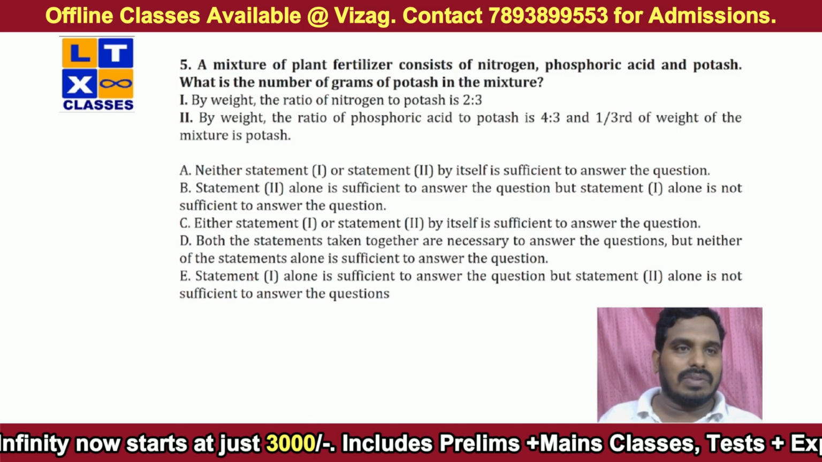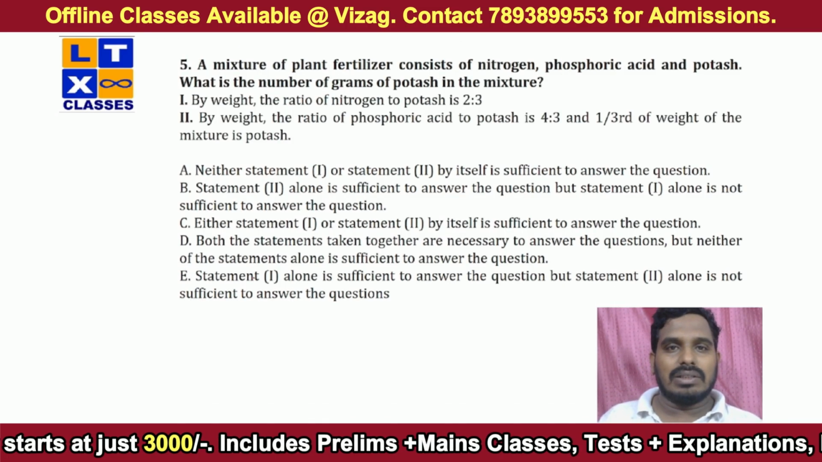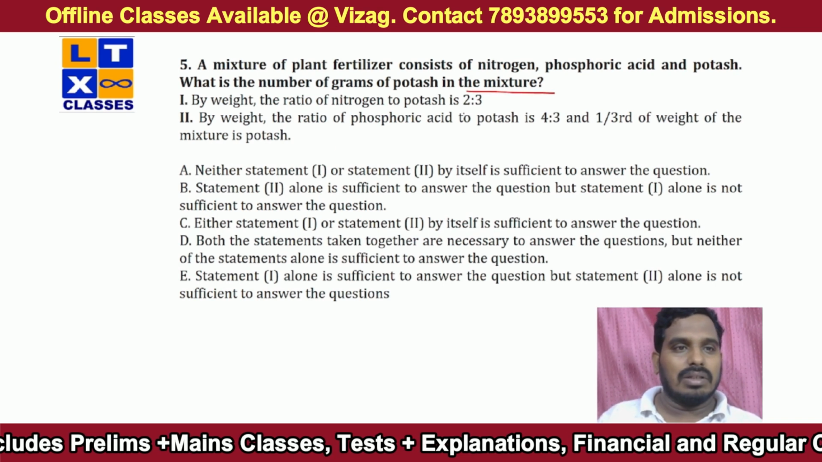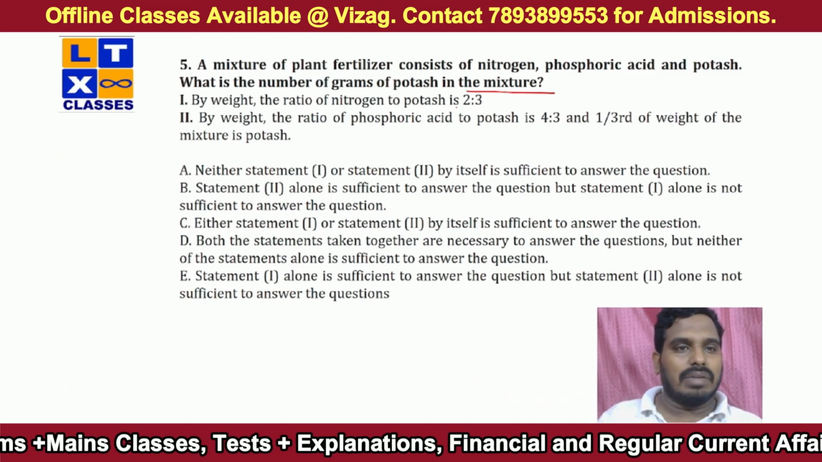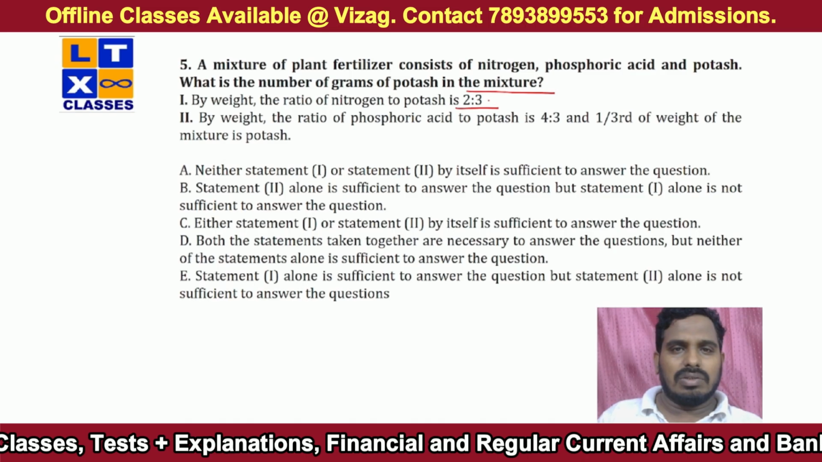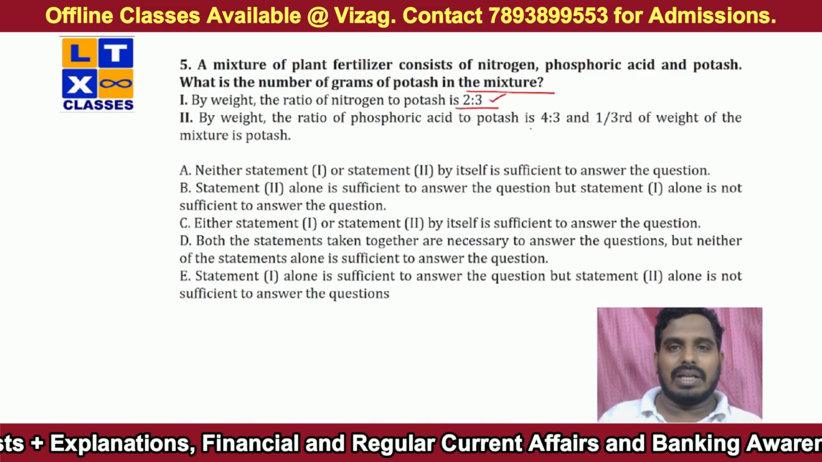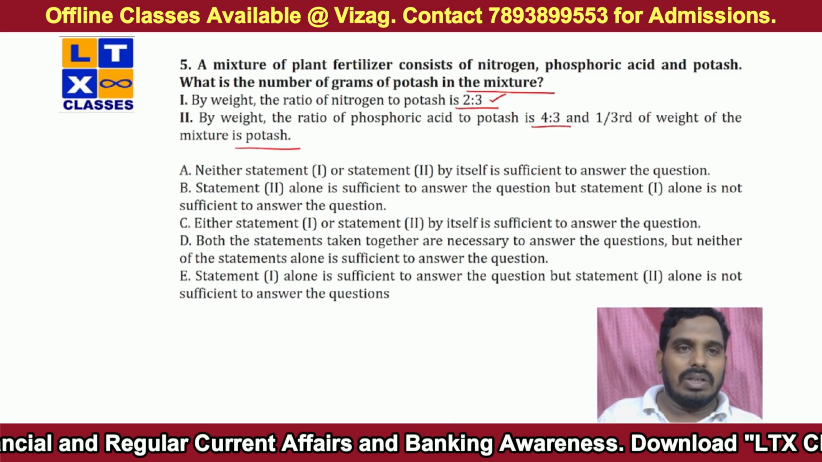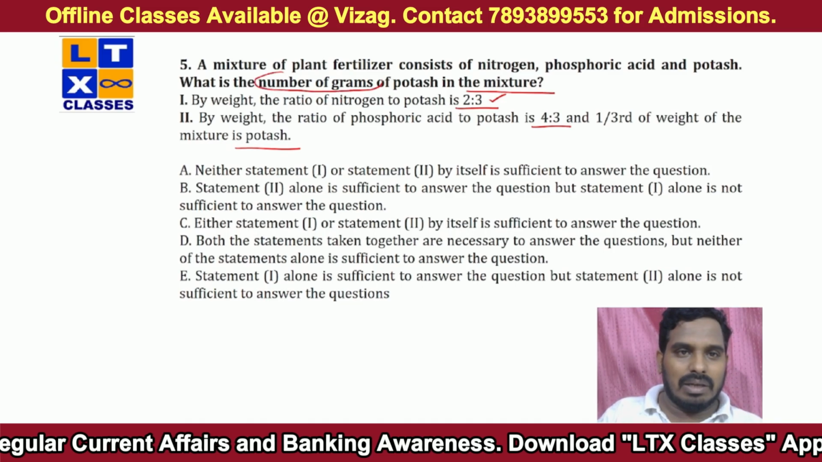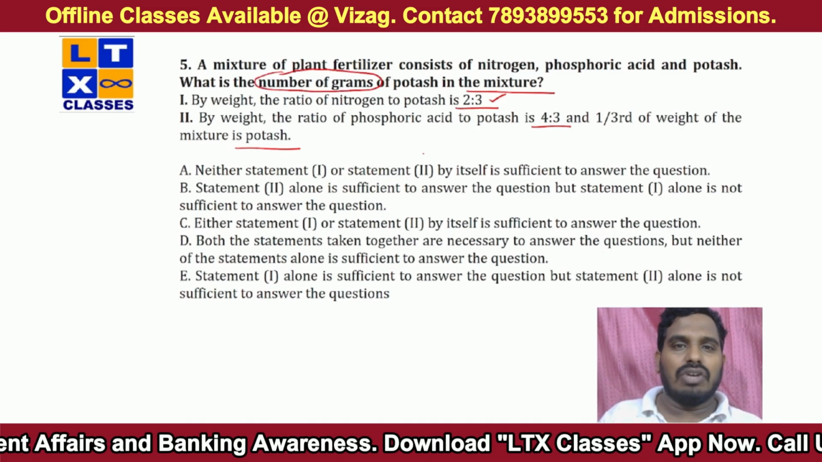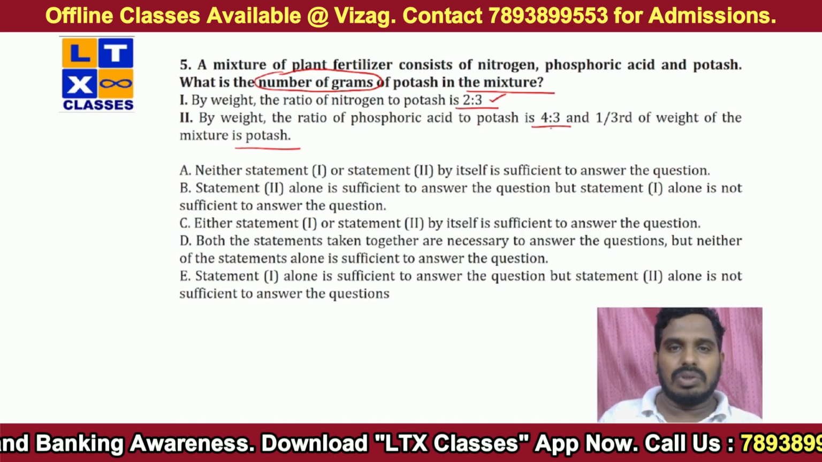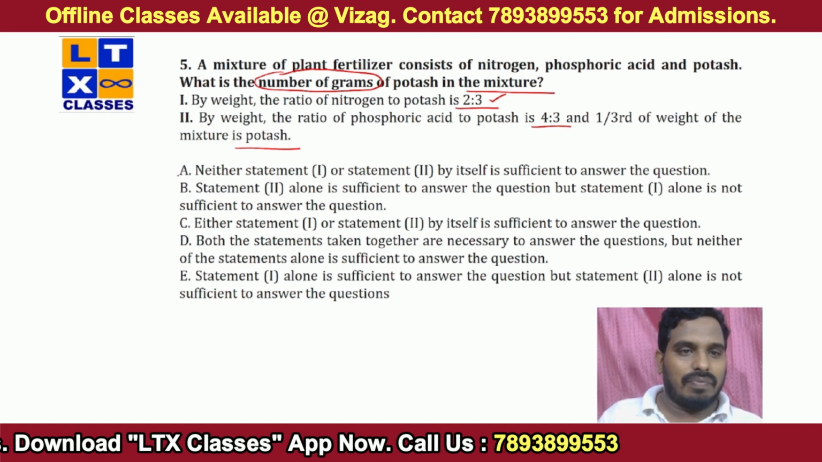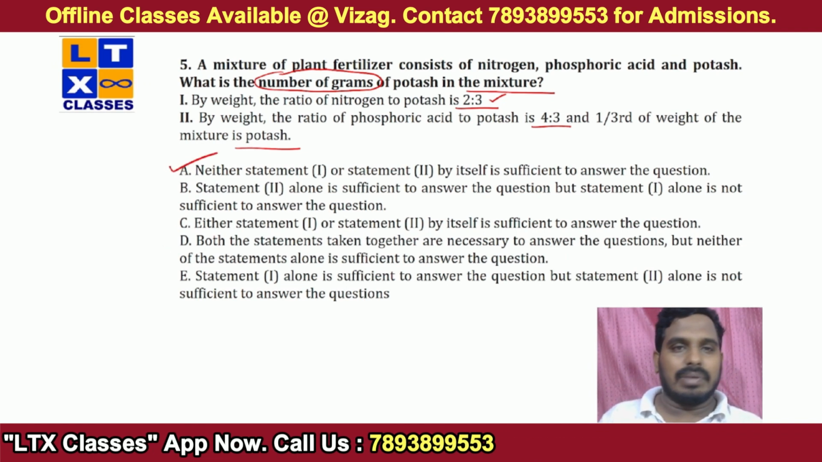Now, the last one of this paper. A mixture of plant fertilizers consists of nitrogen, phosphoric acid, and potash. What is the number of grams of potash in the mixture? Okay, by weight, the ratio of nitrogen and potash is 2 is to 3. So this is a proper ratio. By weight, the ratio of phosphoric acid to potash is 4 is to 3 and one third of the weight of the mixture is potash. Okay. See, you're asked to calculate a proper number which was not provided for me in any of my statements. In both the statements, only ratio has been provided. No proper number is there. So neither of my statements is sufficient to answer my question.